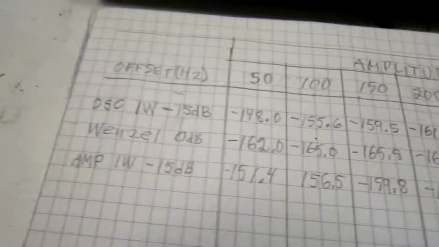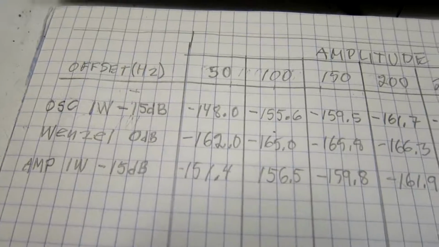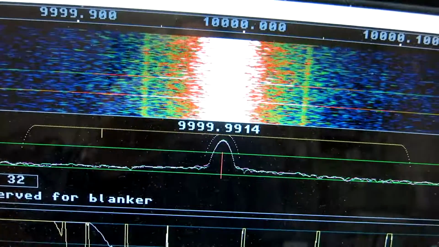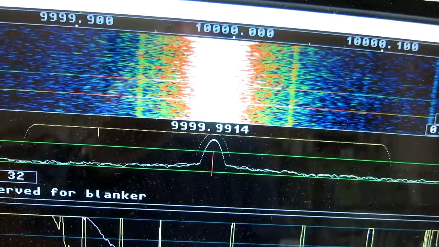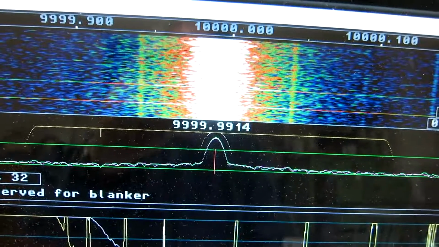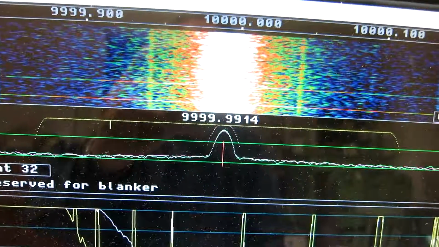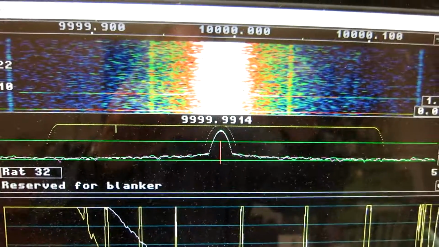But the dominating problem is these bursts of close range sideband noise, and they come all the time.